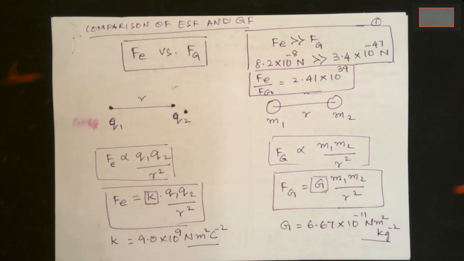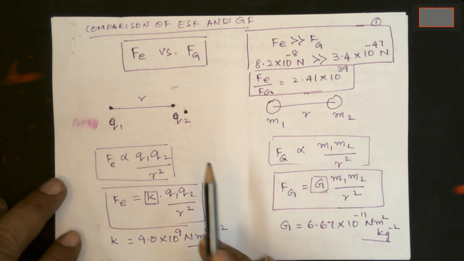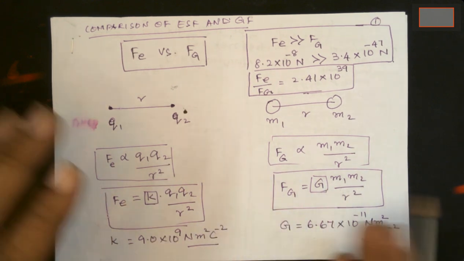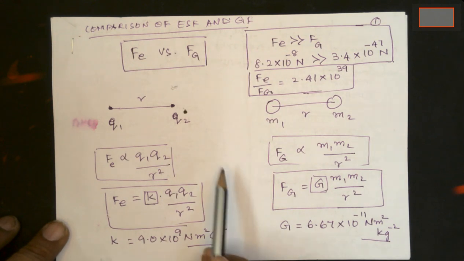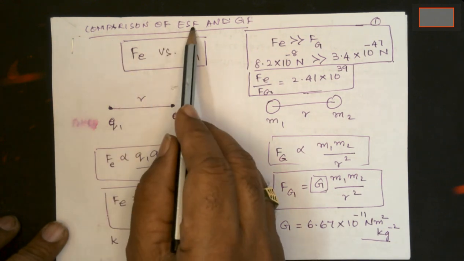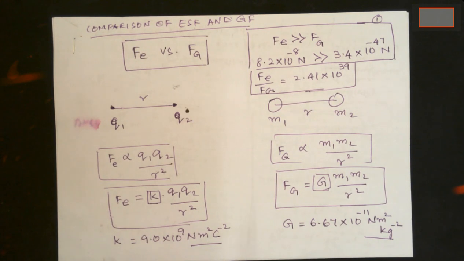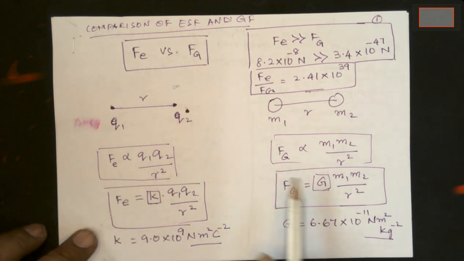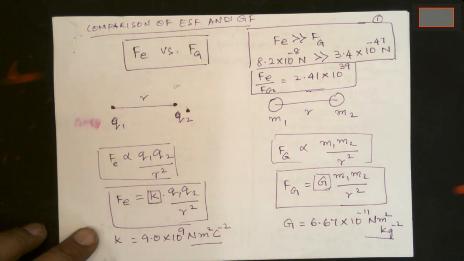Let us discuss another important problem, and it's a kind of derivation. Let us compare the electrostatic force and the gravitational force. In the case of gravitational force, you have got the interaction between the two heavenly bodies and it is inversely proportional to the square of the distance between them. That is the gravitational force.